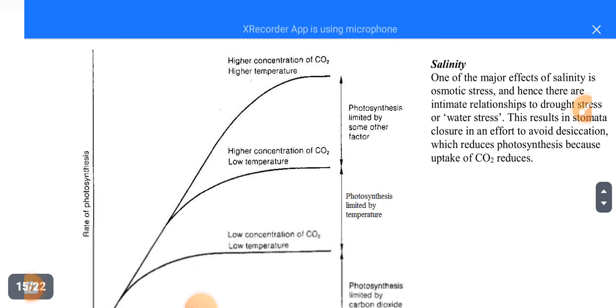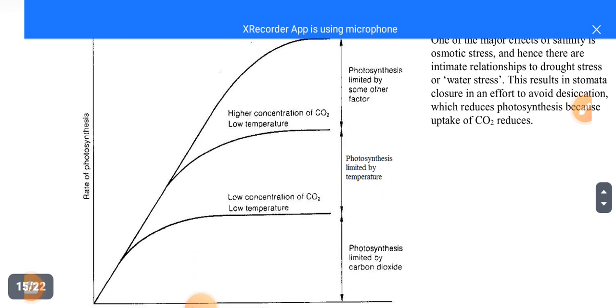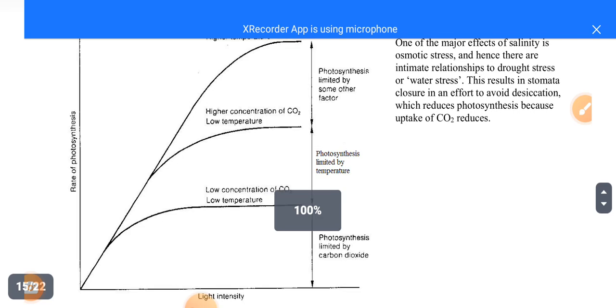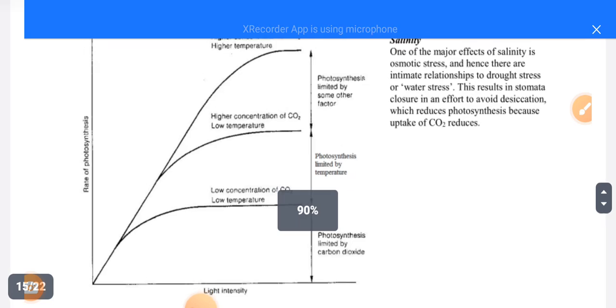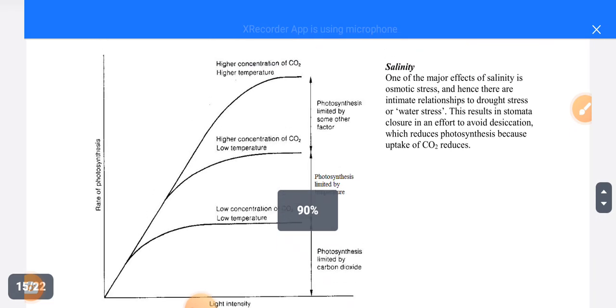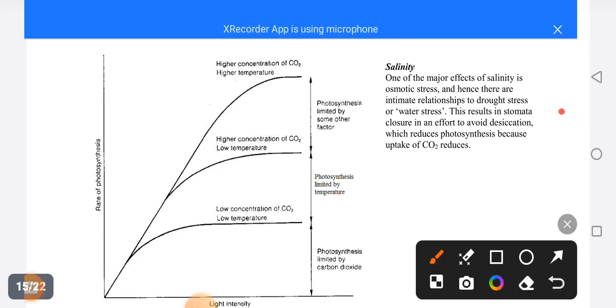So when you look at this graph below, we have light intensity which is down here, and then you have the rate of photosynthesis, that is there.